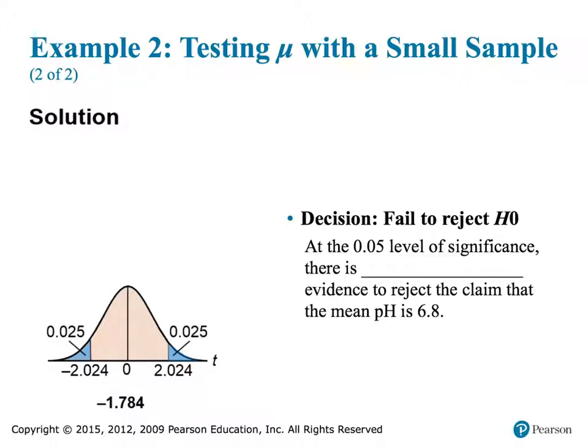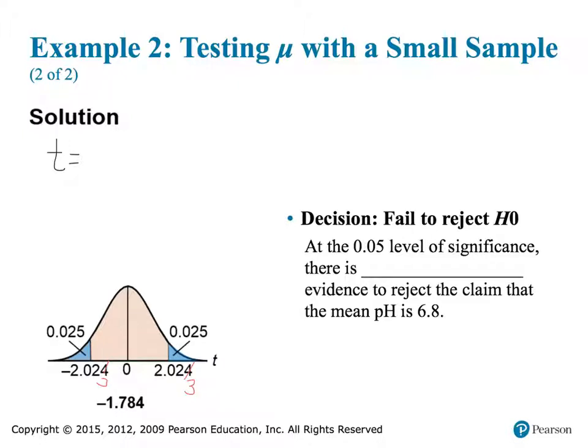2.023. Now here, for whatever reason, I have 2.024. It's actually 2.023 in our table. And because this is a two-tailed test, then we have a critical value that is negative 2.023 and one that is positive 2.023. So now what I need to do is I need to find my test statistic, t.